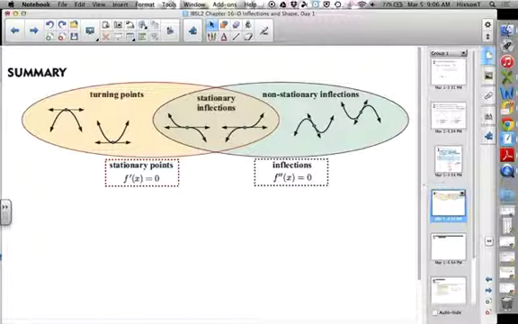This gives us a little summary of both the first derivative, our turning points, or stationary points, which were also critical. Remember, stationary points are the same as critical points. And then we have these points of inflection. Inflections are where the second derivative is 0, but then there are these ones, the plateau points that are also points of inflection. They're what are known as stationary inflections.